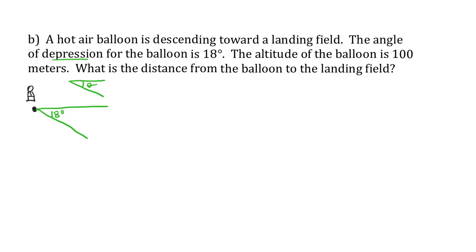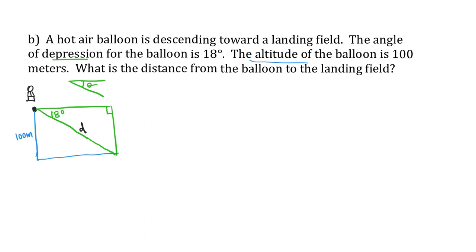The altitude of the balloon is 100 meters. So this is 100 meters. My triangle's all discombobulated. What's the distance from the balloon to the landing field? Let's finish off some triangles here. Let me make this a triangle. And then I'll go ahead and finish this off because I need this. And then what's the question asking? What's the distance from the balloon to the landing field? So I think we're going to try to find this distance here.